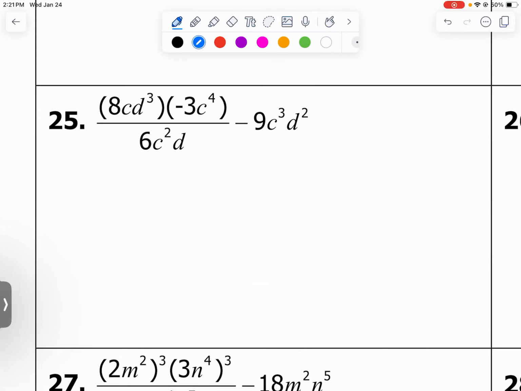Okay, we have subtraction. That's the very last thing we're gonna worry about. Let's worry about the multiplication and division so that we can do the subtraction. If we're gonna be able to do the subtraction, what variables am I hoping to get right here? C and D with what powers? These same ones, okay? So in our numerator, what's 8 times negative 3? Negative 24. C times C to the 4th gives us C to the 5th. And then we have our D cubed.